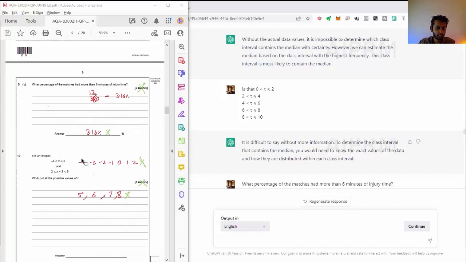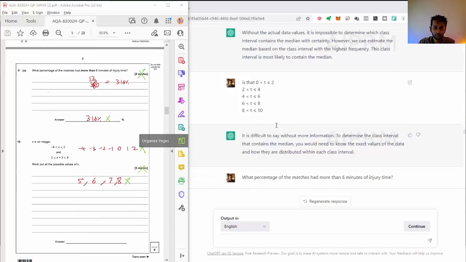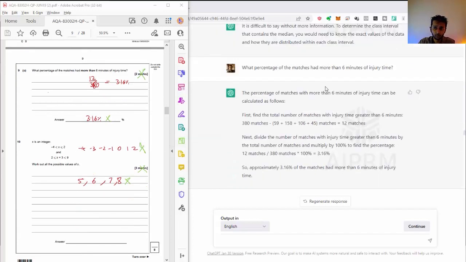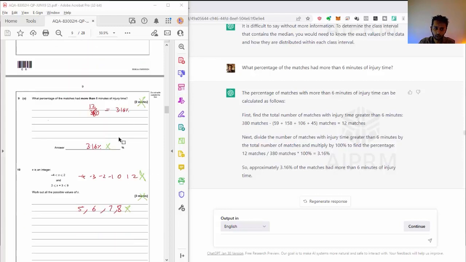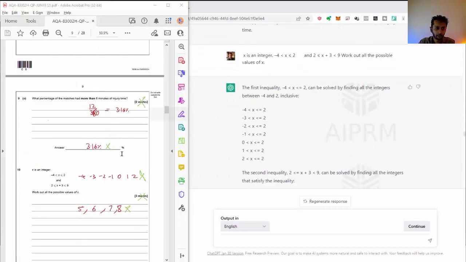So question number 9C. What percentage had more than 6 minutes of injury time? It did the calculation incorrectly because for more than 6 minutes, it said 12. However, more than 6 minutes should be 45 plus 12. So no marks for 9C there.